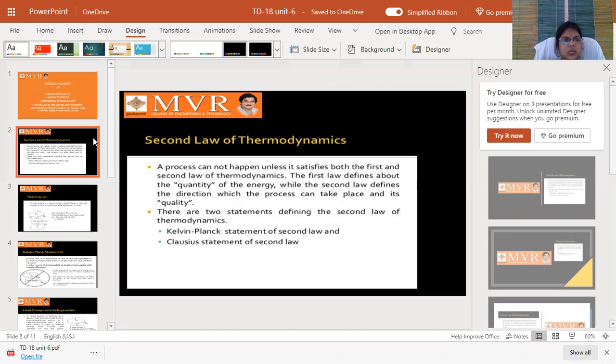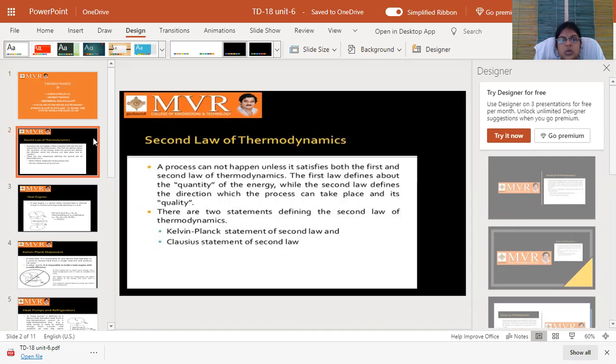So today we are going to continue the discussion on the second law of thermodynamics, which we started in the third unit. In the last class we learned about the topic of the second law of thermodynamics, so already we know what the second law of thermodynamics is.